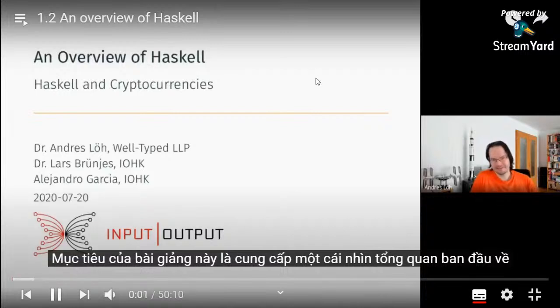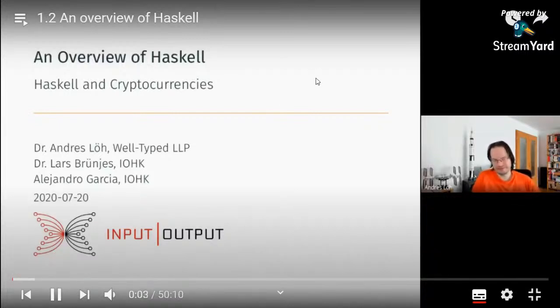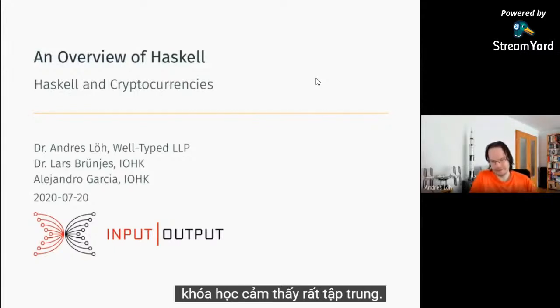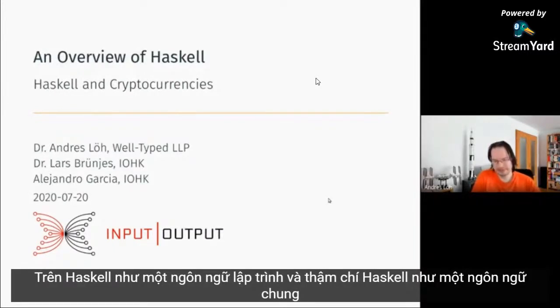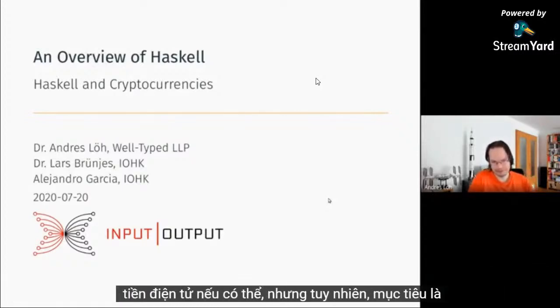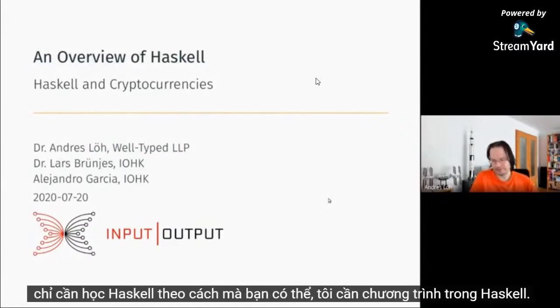This lecture is to provide an initial overview of the Haskell programming language. In the first part of this overall course, we'll very much focus on Haskell as a programming language, and even Haskell as a general purpose programming language. We'll pick examples from the field of cryptocurrencies where possible, but nevertheless, the goal is to just learn Haskell in a way that you can program in Haskell.